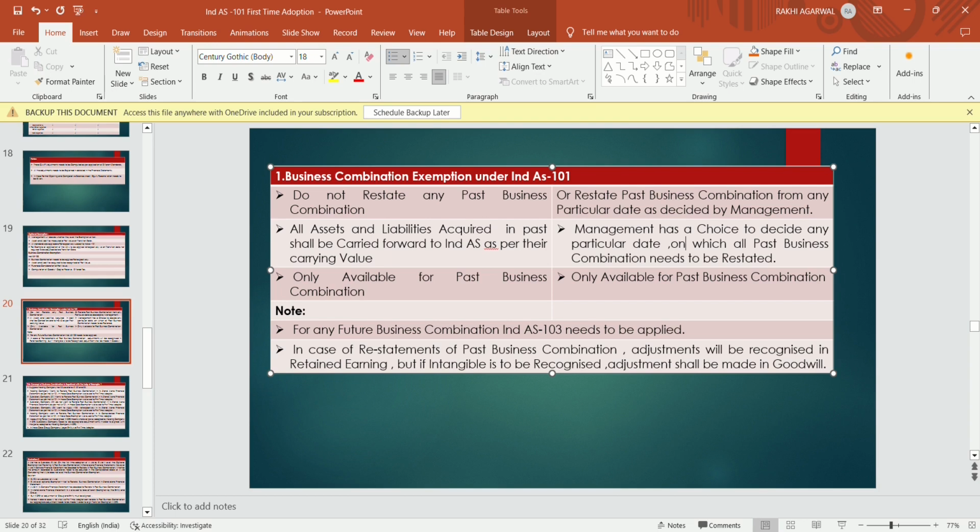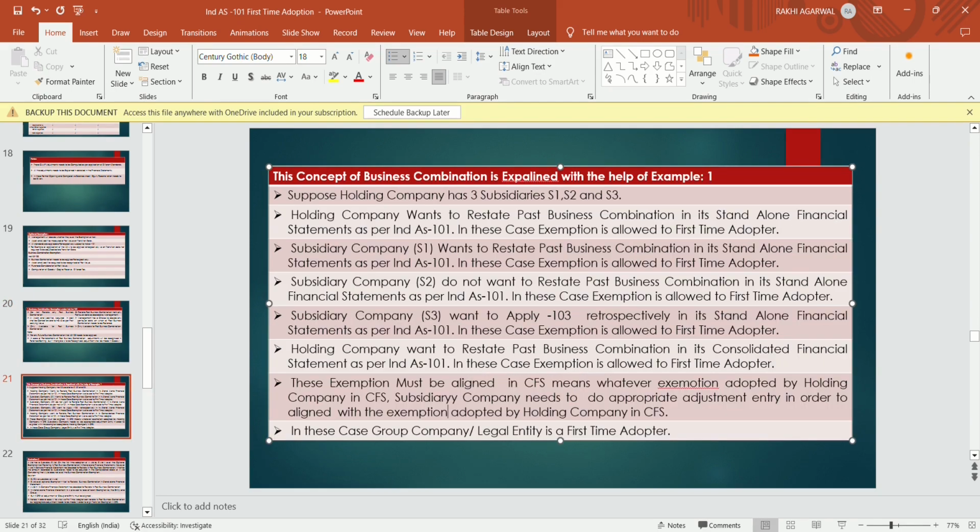But in case intangible assets have to be restated, the adjustment shall be made in goodwill. If there are intangible assets, you will adjust them in goodwill, and for any other business combination, the adjustment is made in retained earnings. Now this concept of business combination is explained with the help of example 1.